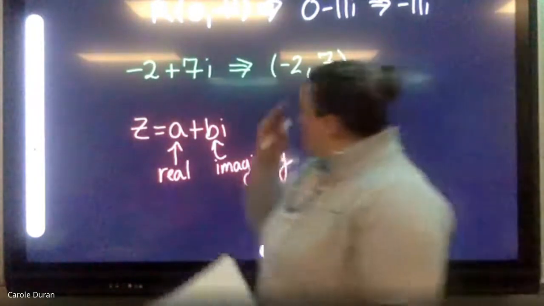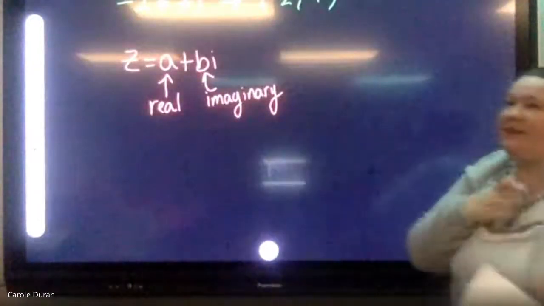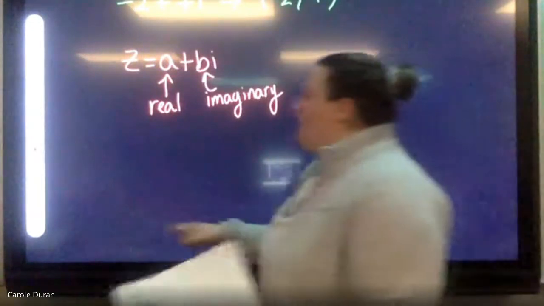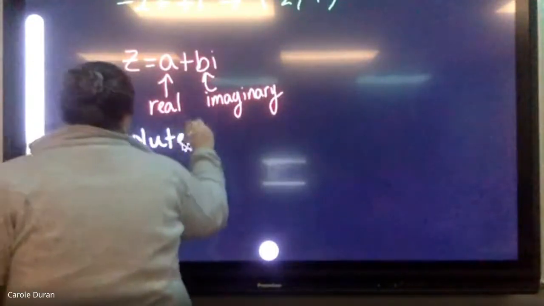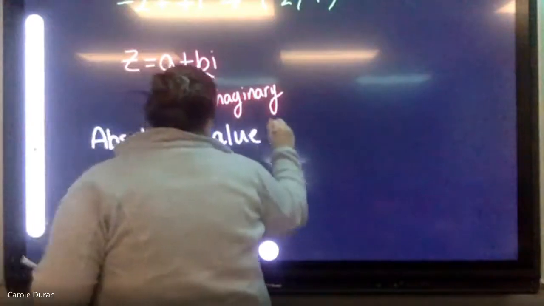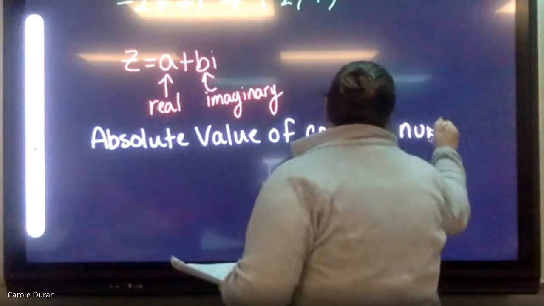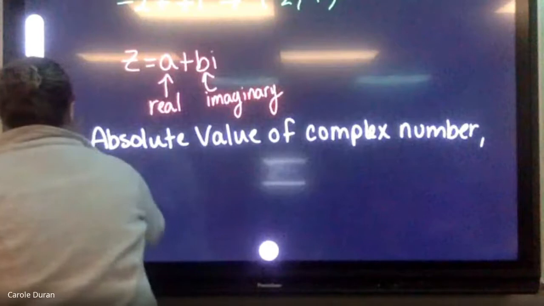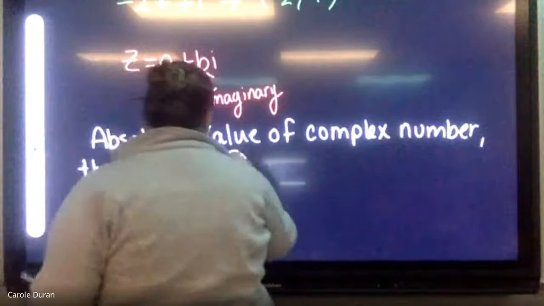When we talk about a complex number, they still have a length to them just like vectors do, except now instead of calling it magnitude, we call it the absolute value of a complex number. So the absolute value of a complex number is the distance from that number to the origin 0, 0.